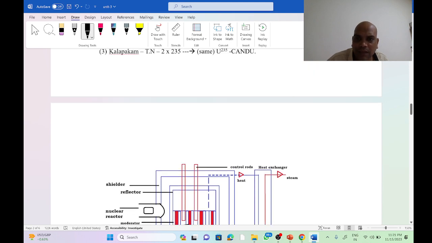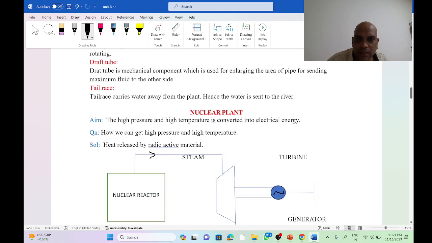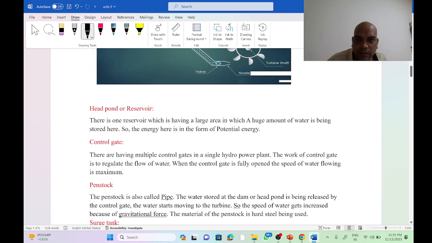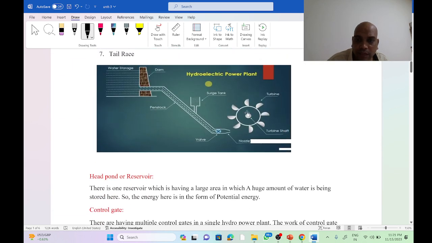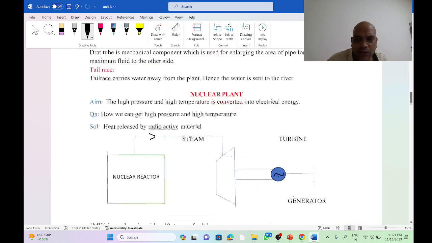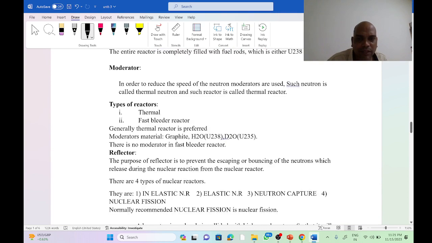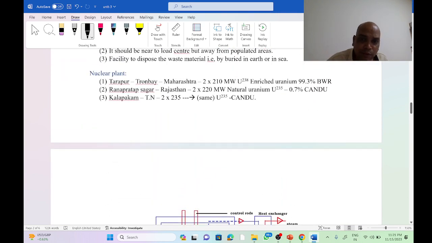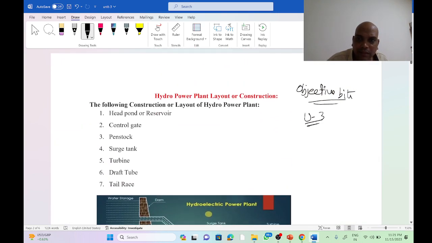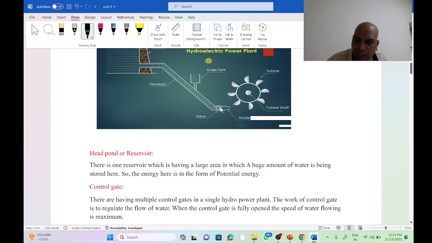So finally the steam will fall on the same turbine, so that the turbine is rotating. Okay, so everything is the same. Instead of water, here steam will fall on the turbine, so that the turbine will rotate and we will get electrical power. Similarly, in the thermal power plant, again we will use steam. That steam falls on the turbine, so that the turbine is rotating. EMF we will get at the synchronous generator.